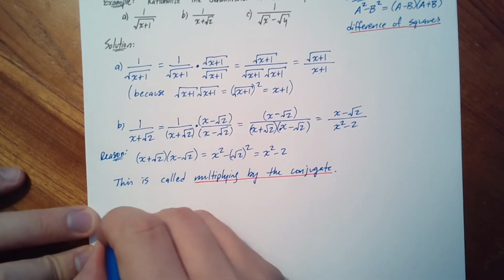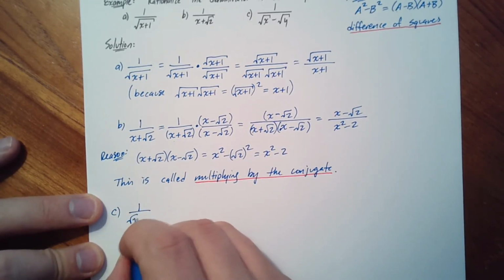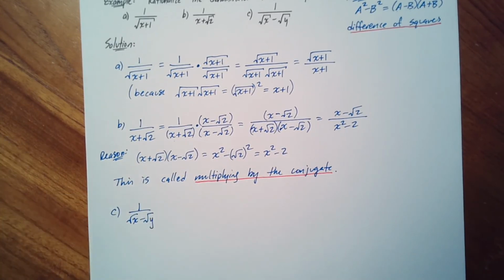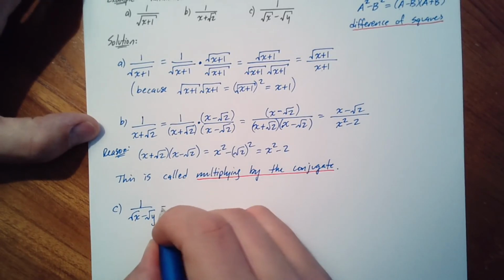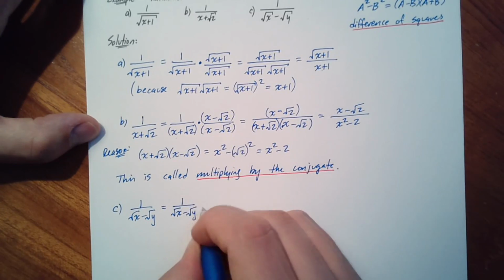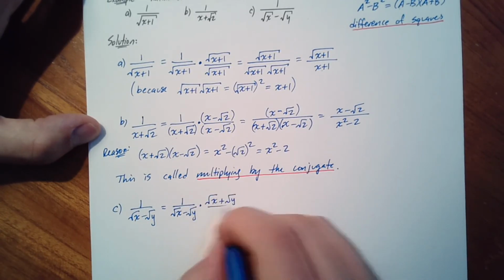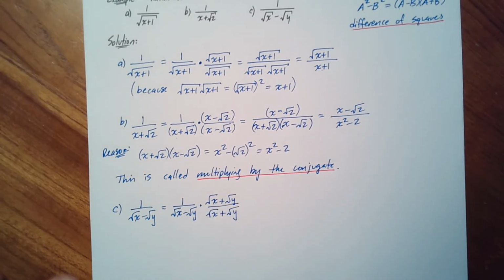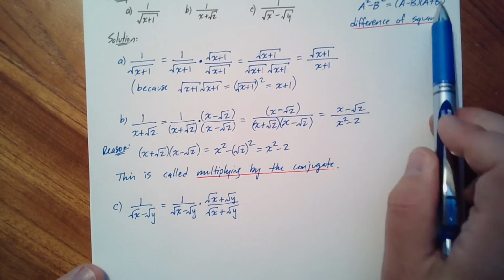And for part C, the same idea works, right? We've got 1 over root x minus y. And if we want to get rid of the radicals in the denominator, we're just going to multiply by 1 in a clever way. We're going to multiply this by the square root of x plus the square root of y divided by the square root of x plus the square root of y. Notice there's a subtraction here, so just flip the sign and make it a plus, because we're still going to want to take advantage of this rule.